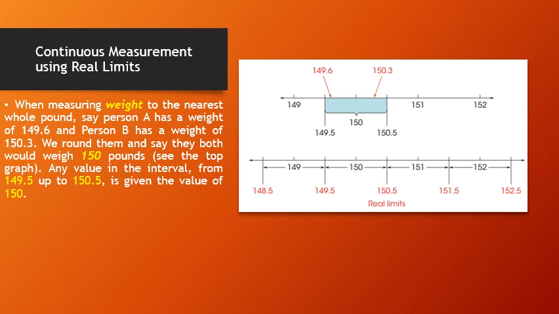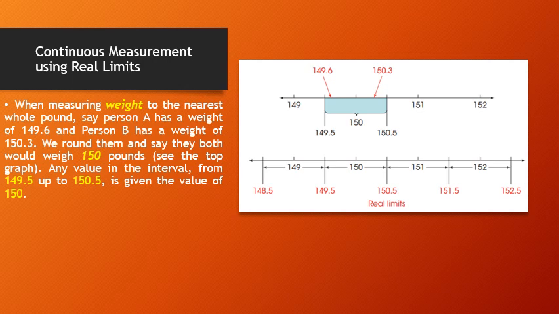When measuring weight to the nearest pound, let's say person A has a weight of 149.6 and person B has a weight of 150.3. We round them. We could say they both weigh 150 pounds. Okay? Why do we do that? Well, look at the number line. Let's do the number line at the top. It starts at 149, goes to 150, 151, and 152.